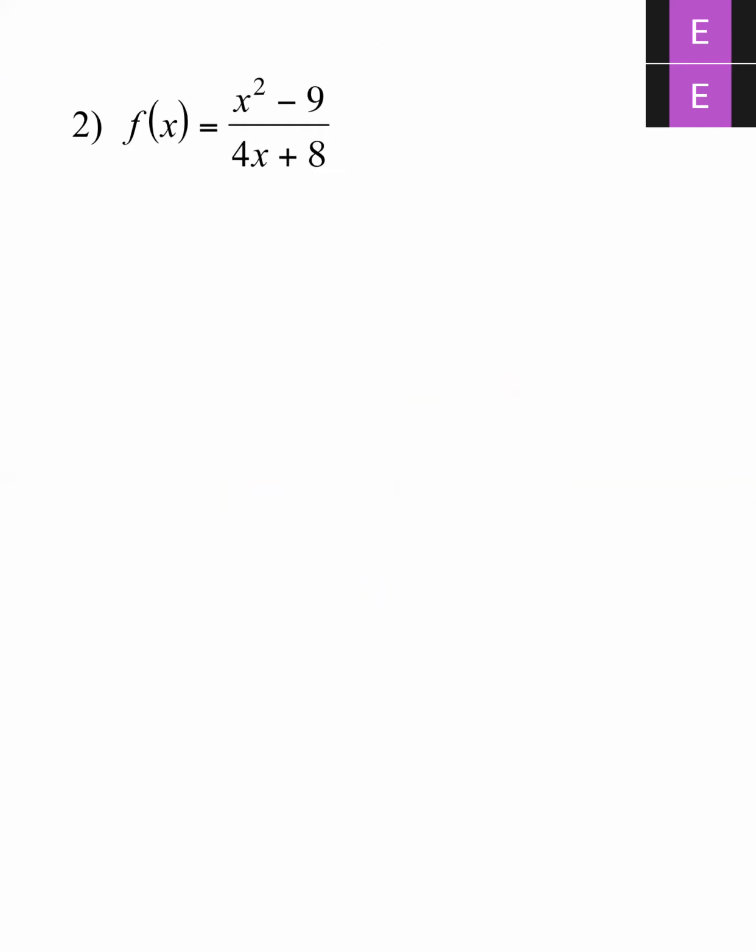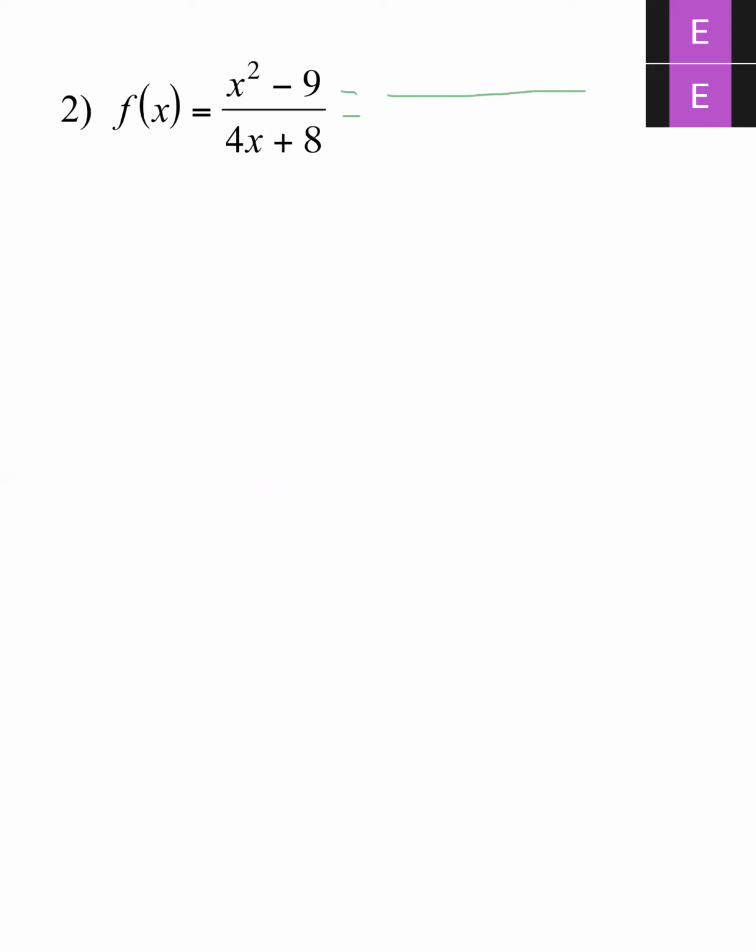Okay, so number 2. So first thing I'm going to do again is factor the top and the bottom. This one's actually a little bit simpler to factor. The top is just the difference of perfect squares, so that's just x plus 3, x minus 3. And then my denominator, I can just take out a 4 and I'd be left with x plus 2.